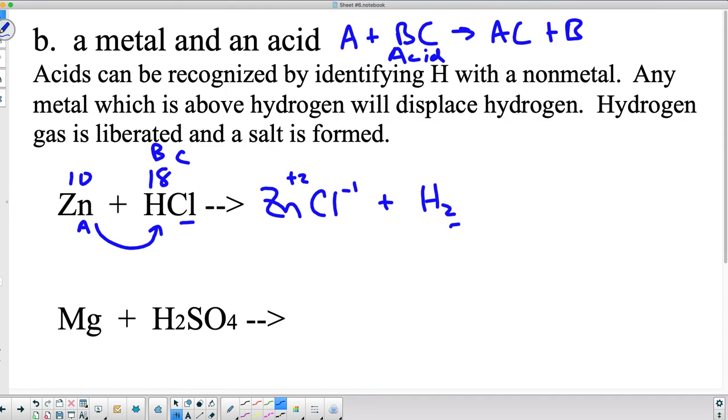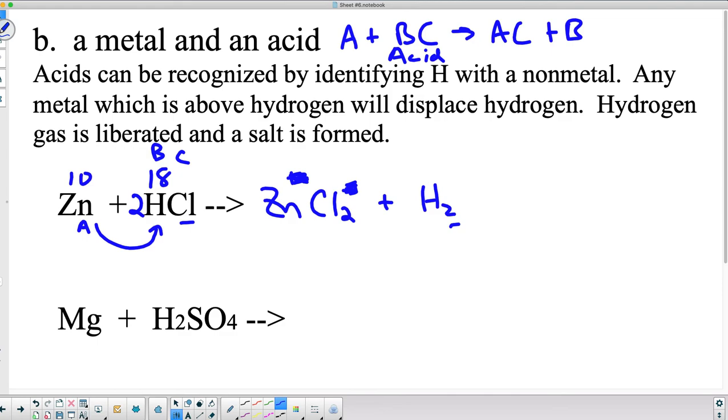So here I go back to symbols and charges, and I crisscross the ZnCl2. And I get rid of the charges then. Then I come back and I just have to balance the equation with a 2 in front of the HCl and a 1 in front of everything else. And now that is balanced.